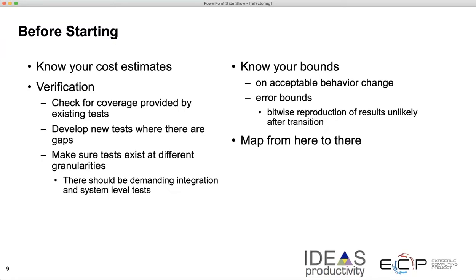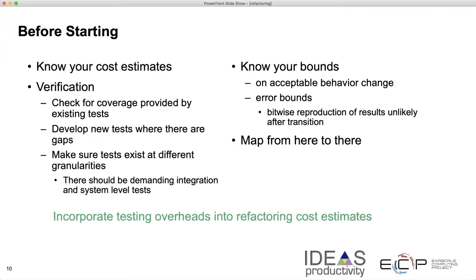So in your head, you should have a map from here to there in your refactoring process. And the other important thing to keep in mind is that when you're doing your cost estimate, you should totally incorporate the overheads of testing into the refactoring cost estimate. That includes not just the overheads of developing new tests, but also the overheads of having to run these tests on a regular basis, ideally on multiple platforms, because it has been our experience that different compilers have different levels of tolerance for bad code. And so if you run it on multiple platforms, again, the chances are that fewer defects are leaking through.